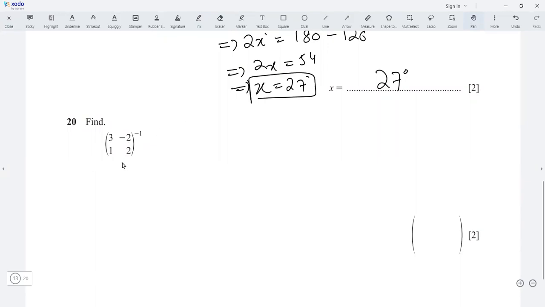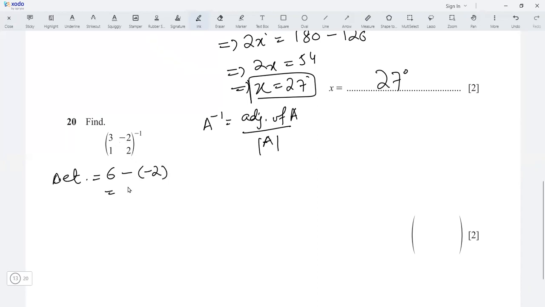If we say this is matrix A, so matrix A's inverse must be adjoint of A divided by the mod of A. So what we have to do, we have to find the determinant first. So determinant, we can say it must be equals to, multiply these two, 3 times 6, put a negative sign, and 1 times minus 2 is minus 2 as well. So 6 minus 2 minus 2 means it's positive 2, and 6 plus 2 is 8. Now find the adjoint. Adjoint is basically, we have to shift these two values.